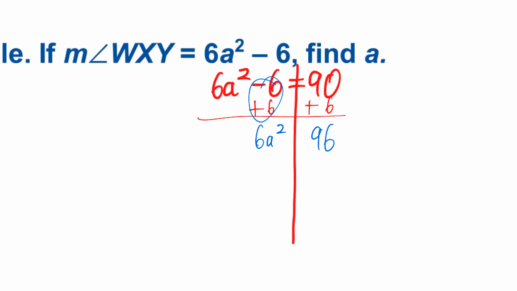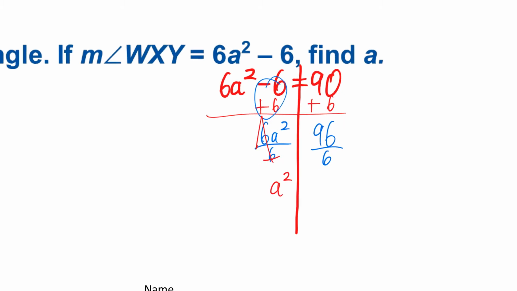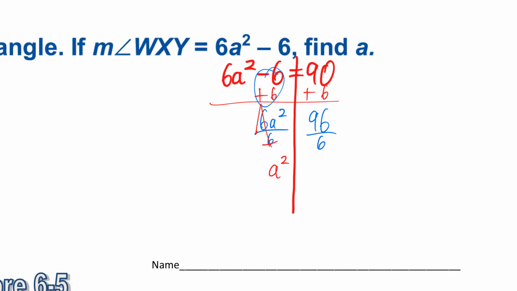Well, let's get rid of the 6 first. So I'm going to divide by 6 on both sides. That way this cancels to 1. And then 96 divided by 6 is 16. Then how am I going to get rid of this square right here? Yep, take the square root. Square root cancels out the square. Inverse operations. So what's the square root of 16? 4. So a equals 4 here.